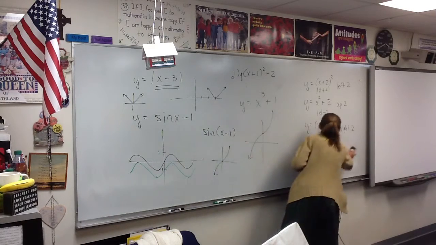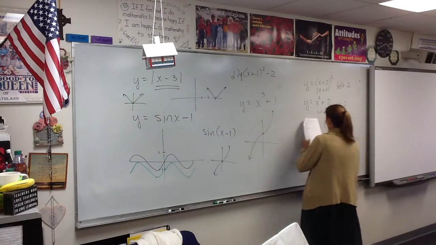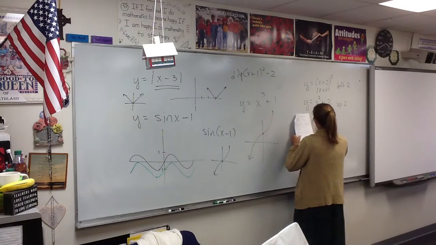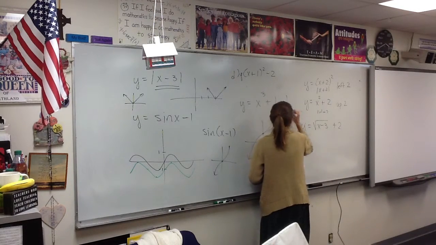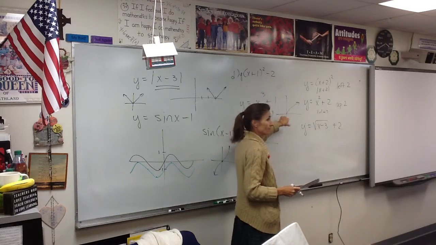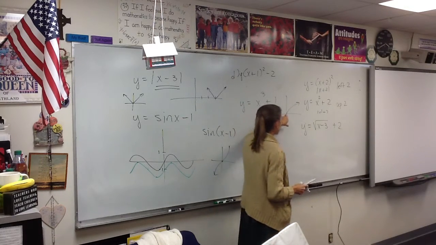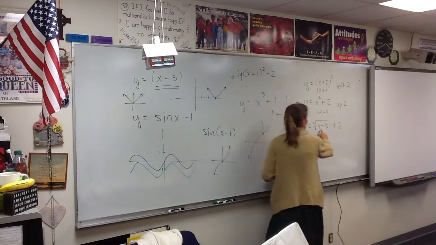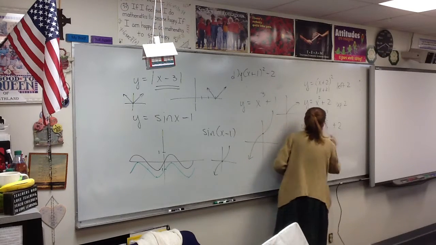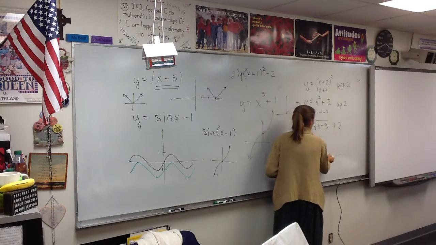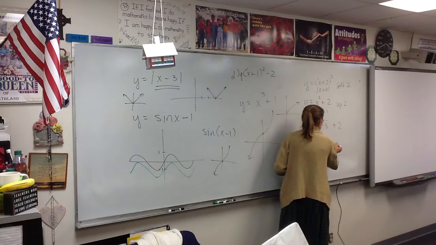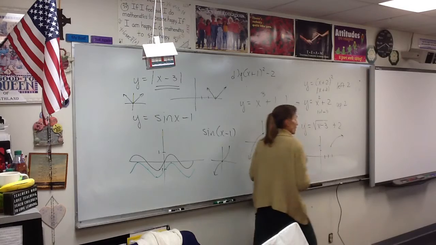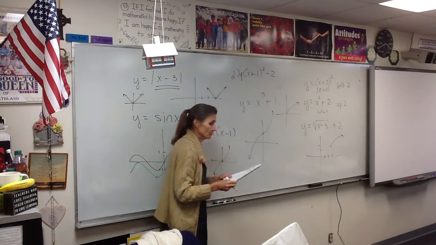And then we have y equals the square root of x minus 3 plus 2. Square root function looks like this. Now instead of starting at the origin though, we move. How did we move? Right 3 and up 2. So there it is. Right 3 and up 2.